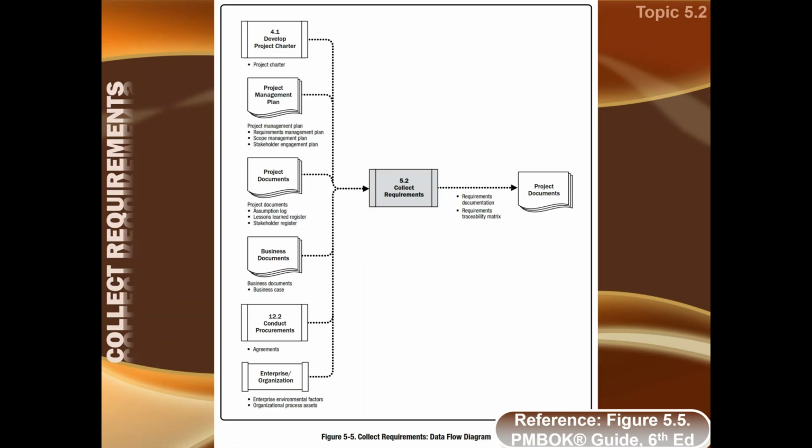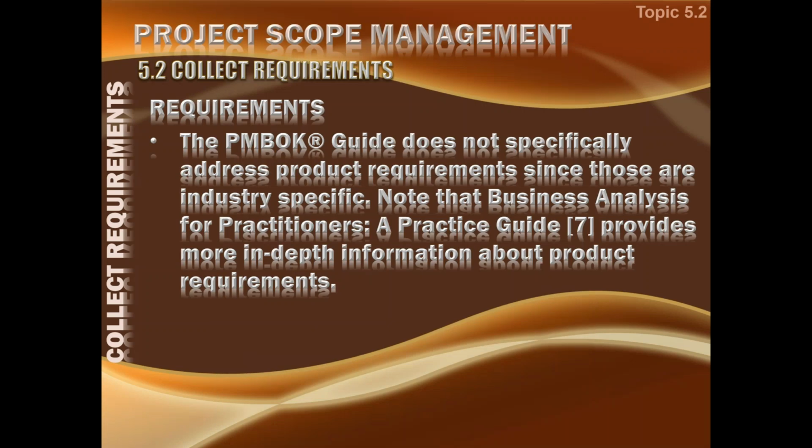On a data flow diagram, we can see all the inputs coming from various places, and they are getting into the project documents. So both of these things, the requirements document and the requirements traceability matrix, will go into project documents. None of them is going into the project management plan.